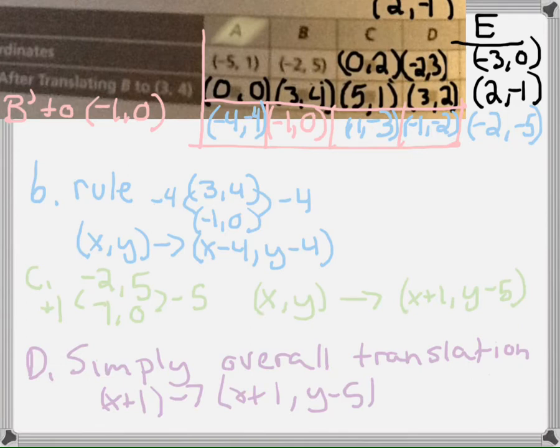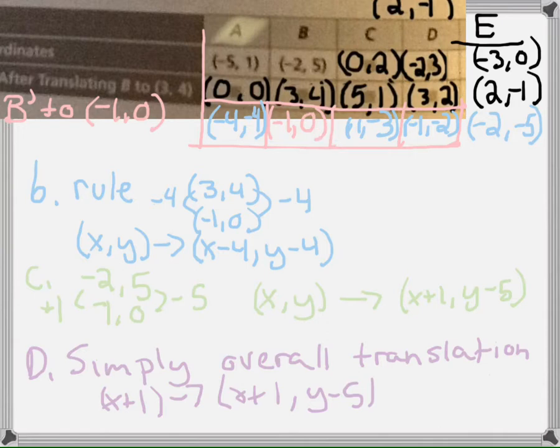Problem 5 asks us to add a row to the table from exercise 4, the previous exercise, to show the coordinates of points A through E and their images after the first translation, followed by a translation that moves point B prime to -1, 0. So as you can see here, we added another row to our table, and we put the B value as -1, 0.